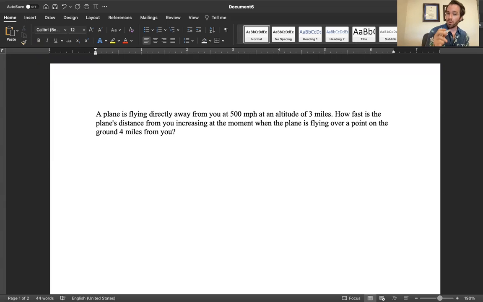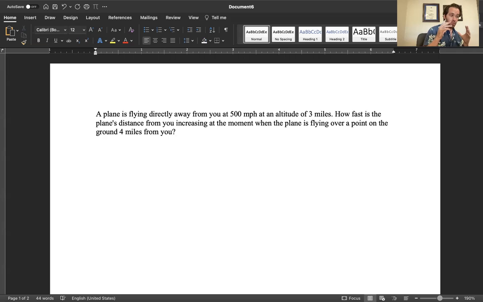A plane is flying directly away from you at 500 miles per hour at an altitude of 3 miles. How fast is the plane's distance from you, that's considered diagonally, increasing at the moment when the plane is flying over a point on the ground 4 miles from you?